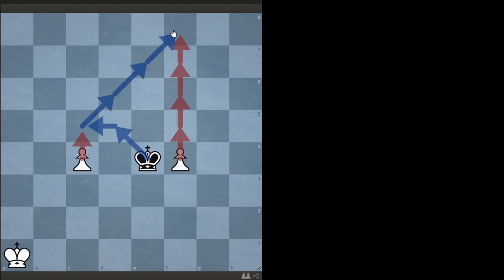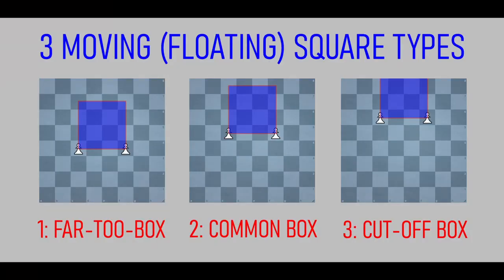The conclusion. If we have the far-to-box, then we need to figure out if it is possible to get into the common box, and if in the common box neither of the pawns can be captured, the position is won.